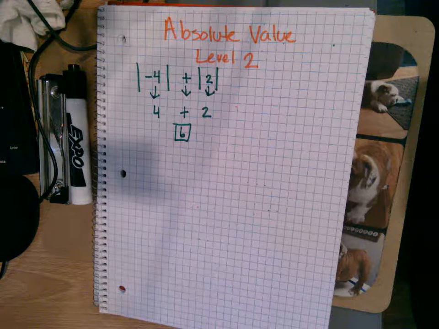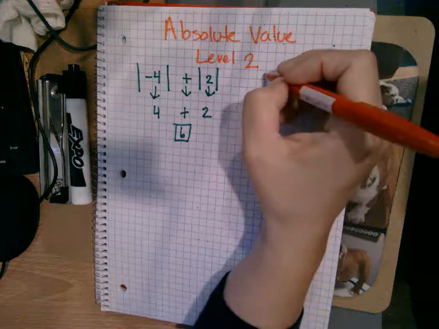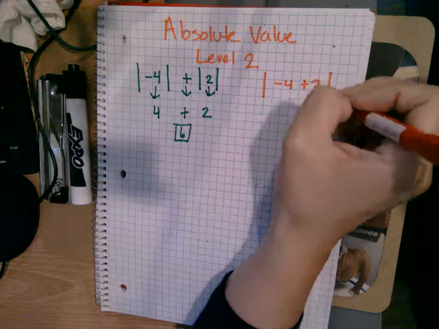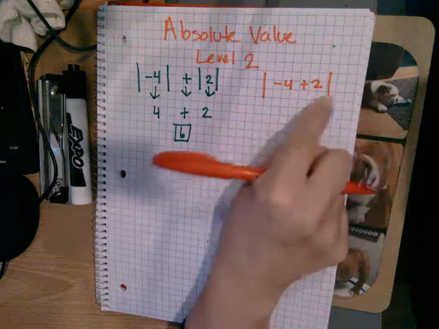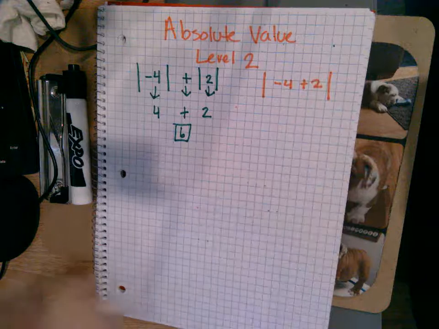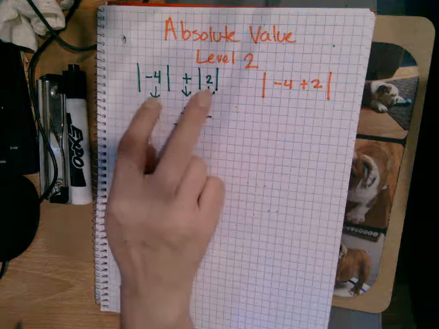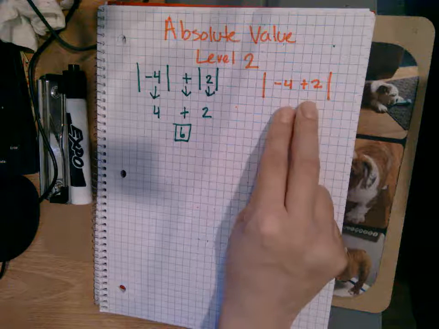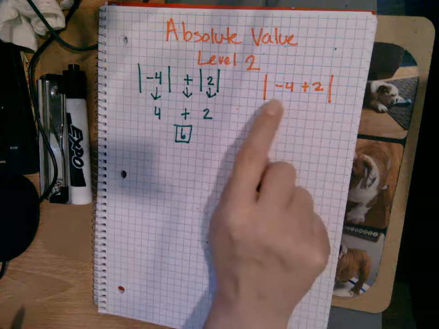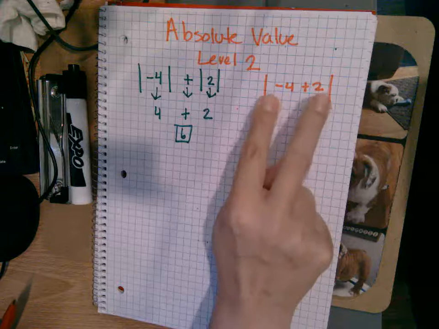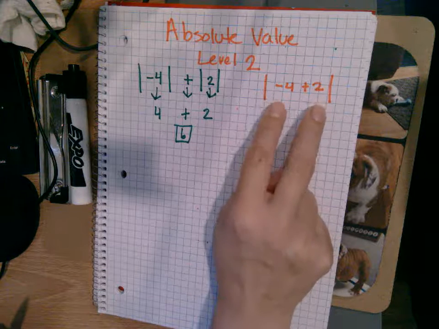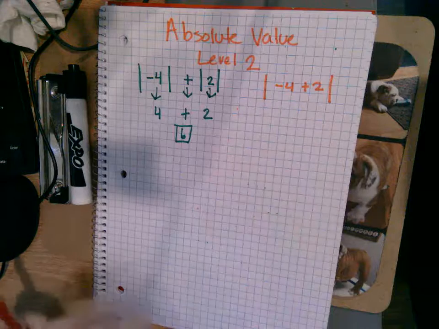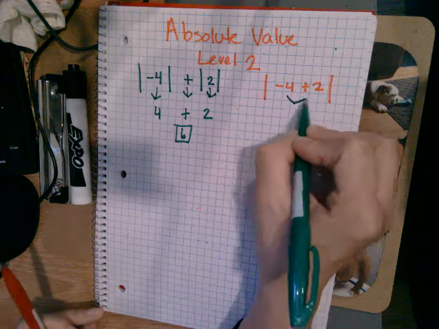Now, let me use the exact same numbers, but this is where kids mess up a lot. Now we're going to put them all in the same set of bars. So notice the difference: on the left side, they had individual bars, and here they're together. So this is where kids mess up. So pay attention. If they're together in the same bars, you're going to do the math problem first.